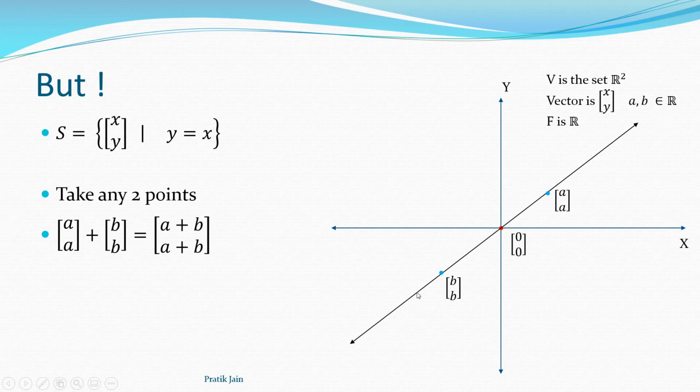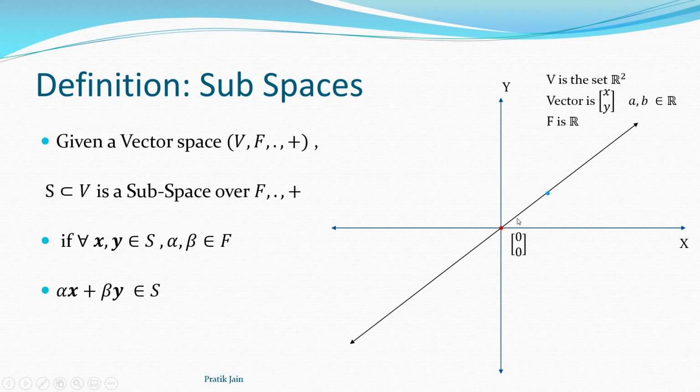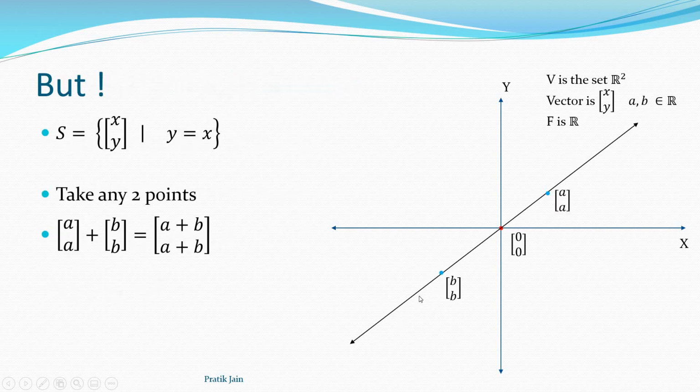Since we have defined this line as our space, S is now a subset of all the points that lie on this line, right? So no matter what you do, whether you add both of these, or multiply with a scalar, whatever you do, you will always land up on this line. You will never come outside this line. Also, you can say that the zero vector is also present over here. So here, this we can say is a vector space, or this is a subspace. This line over here is a subspace.